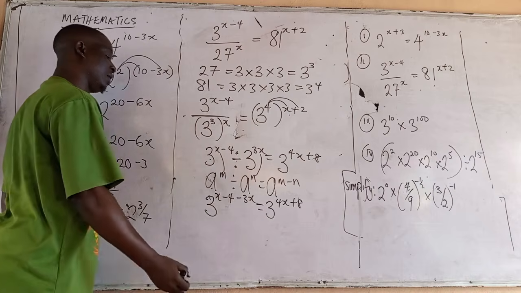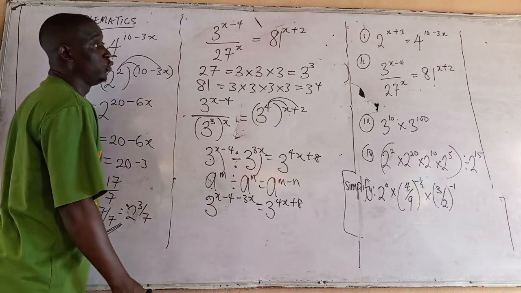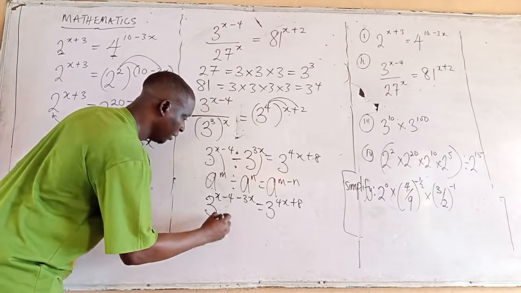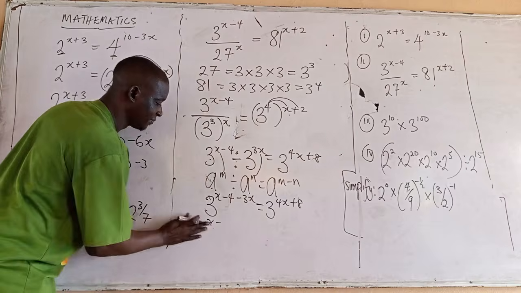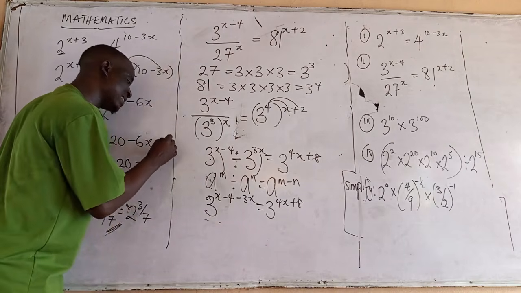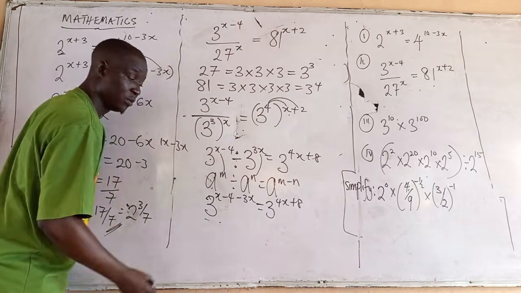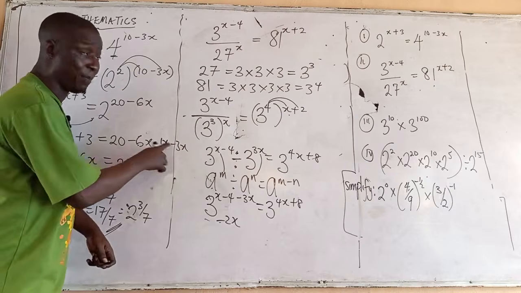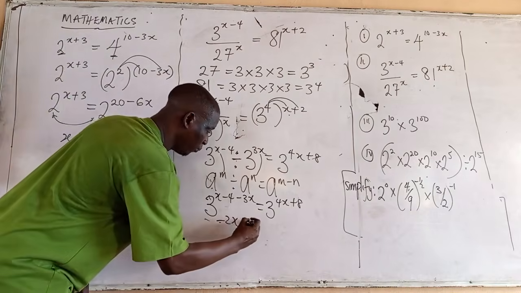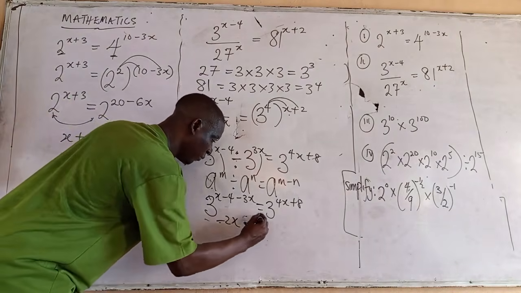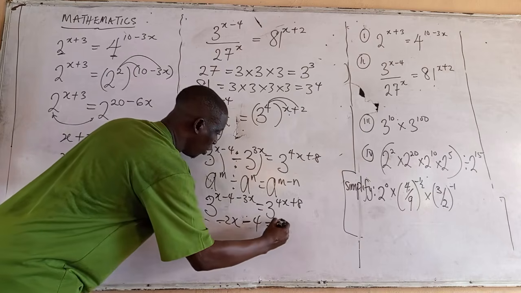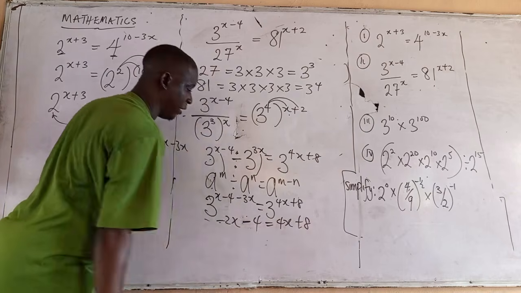The bases are now equal. Since the bases are equal, we equate the powers. s minus 3s, that is 1s minus 3s, just like 1 minus 3, gives minus 2s. Then minus 4, equal to 4s plus 8.